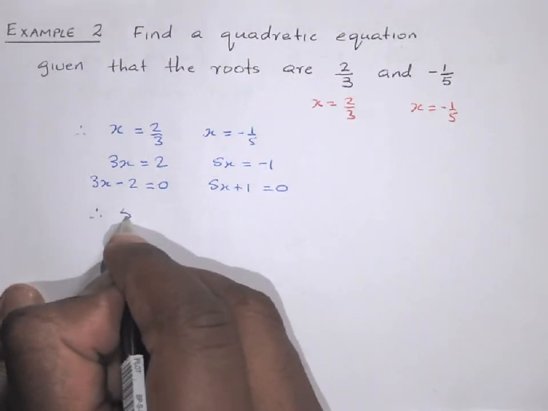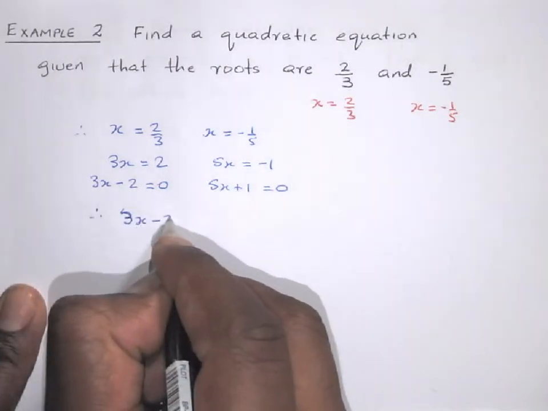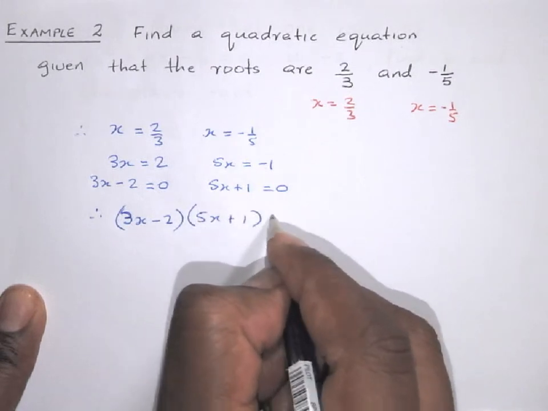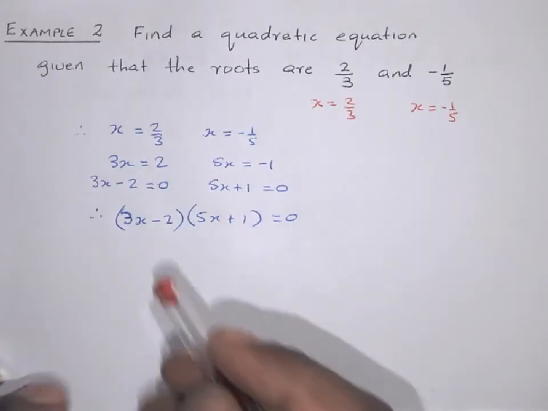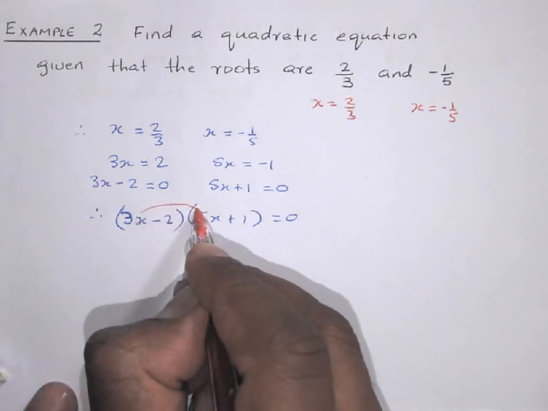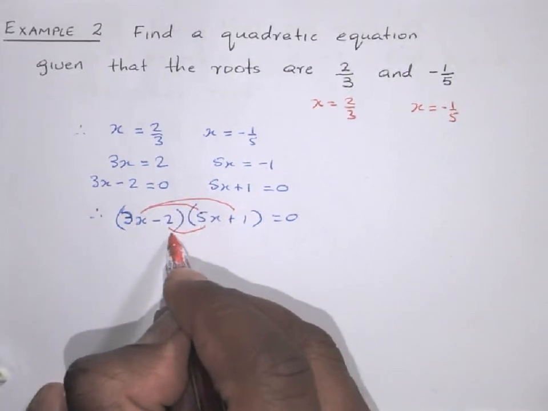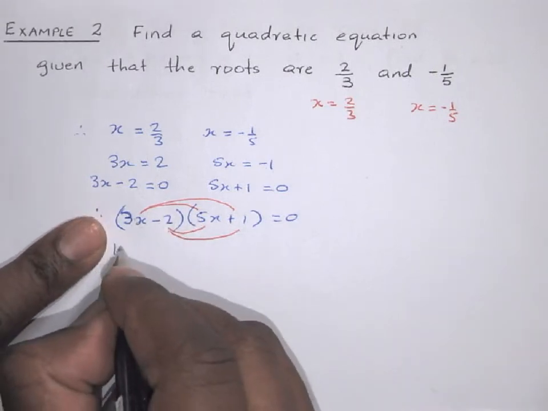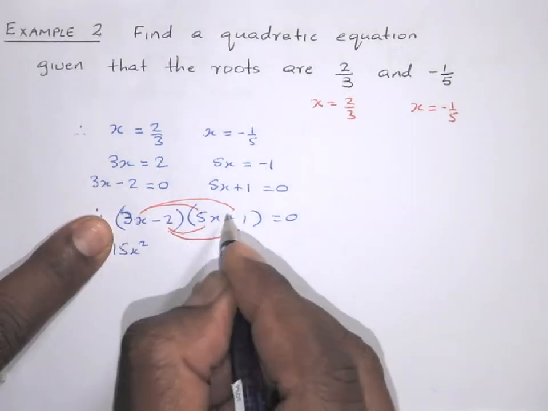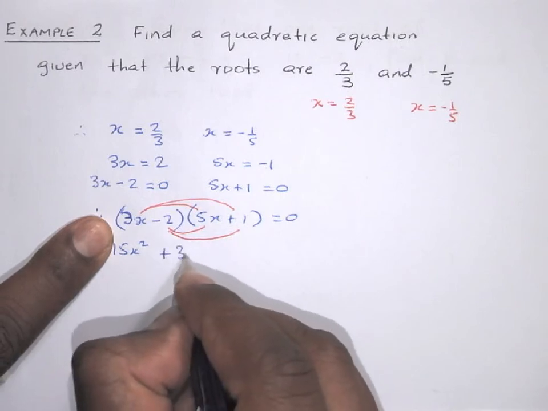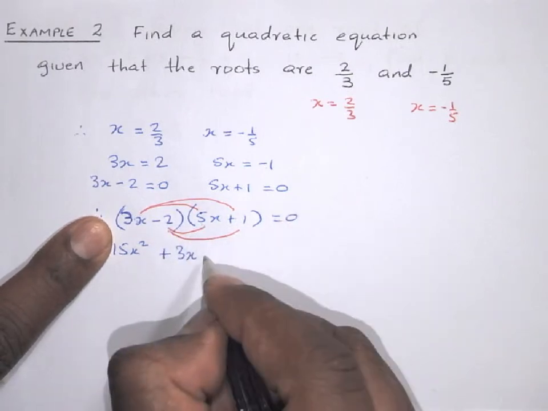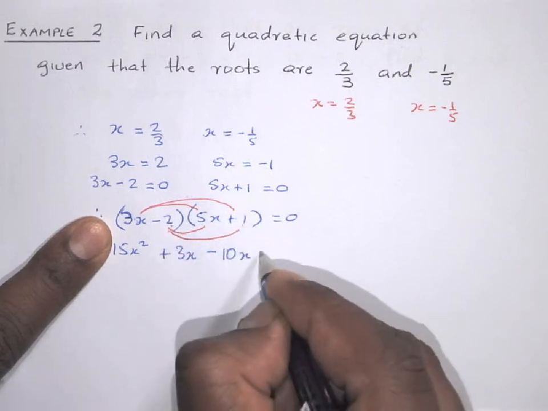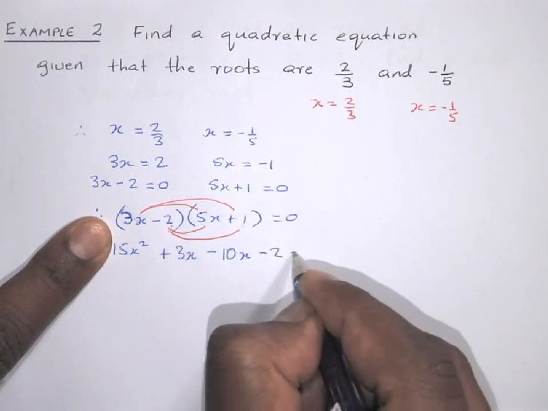Therefore, I'll have now 3x minus 2 times this one, which is 5x plus 1, which is equal to 0. And then removing the brackets, it means that I'll just remove by multiplying this and this, and that and that, and this and this, and it will equal 0. So 3x times this will be 15x squared, 3x times that is a plus 3x, a minus 2 times a 5x is a minus 10x, a minus 2 times that is minus 2, which is equal to 0.